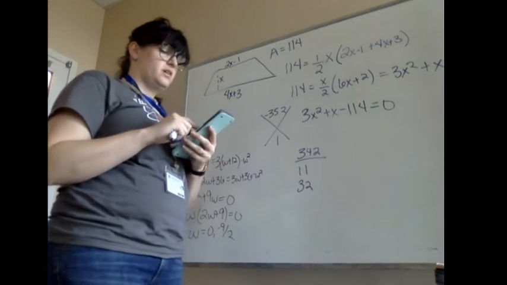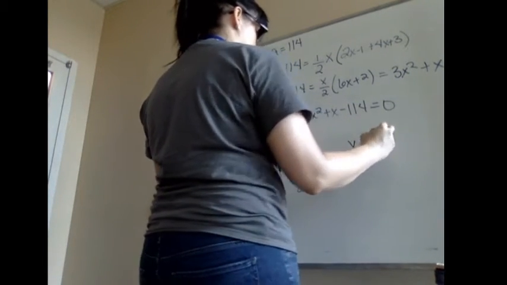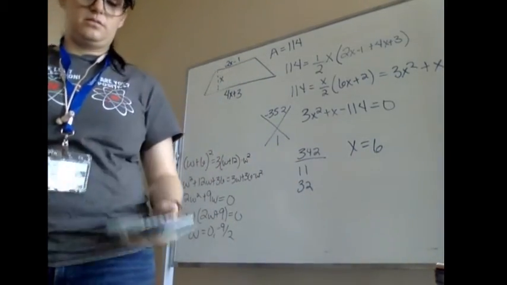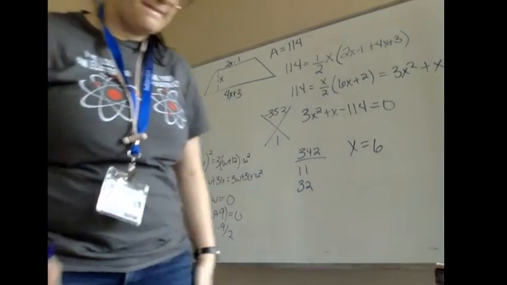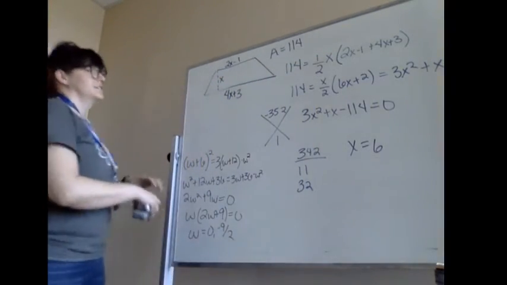Okay. I'm tired. So then if you graph it, you get that x equals 6 and some negative number. So x equals 6. Okay, we went over that one. All right, which one next?